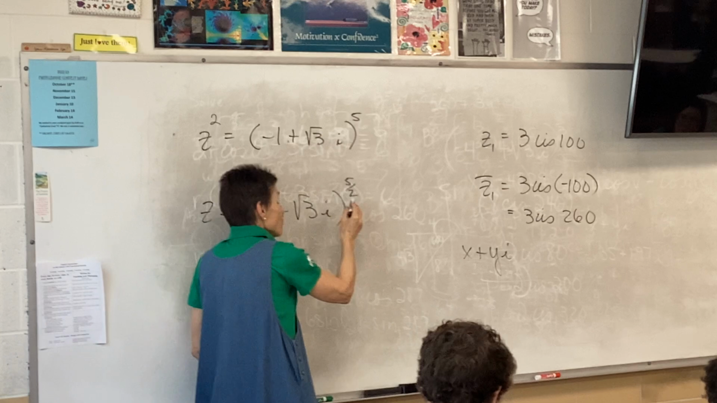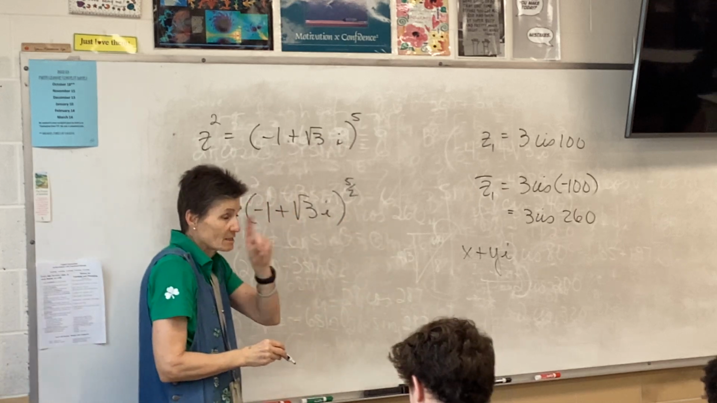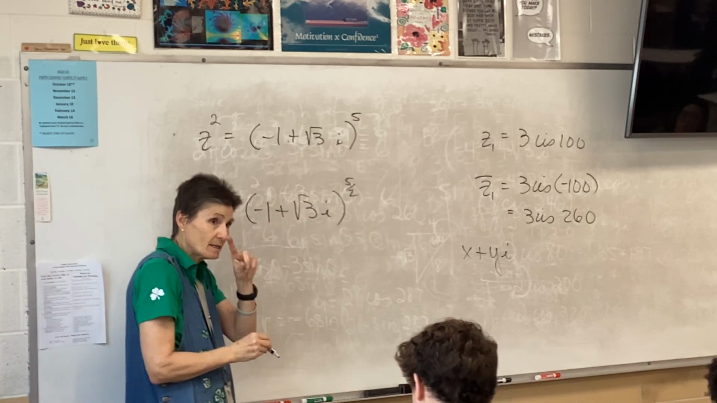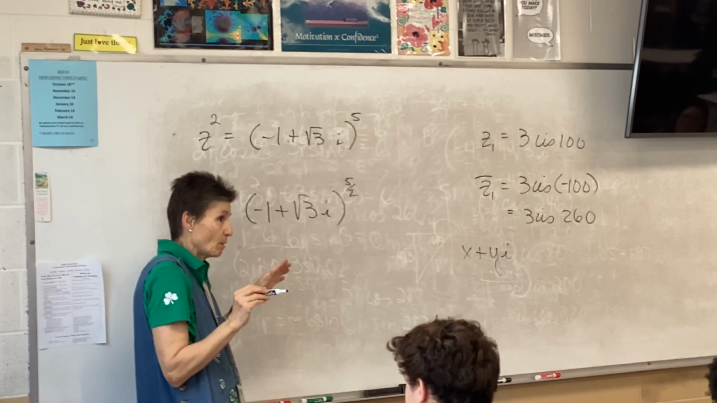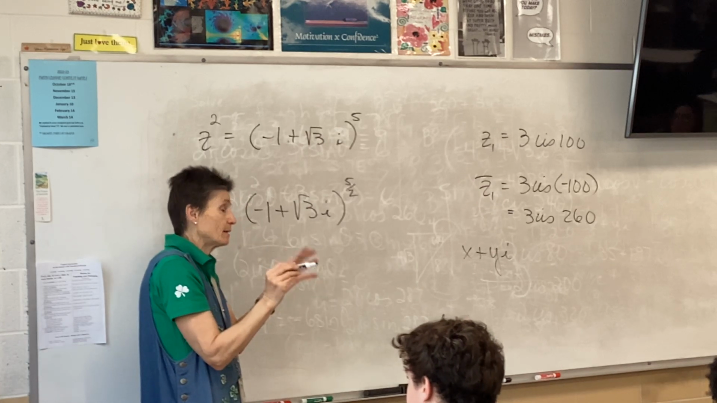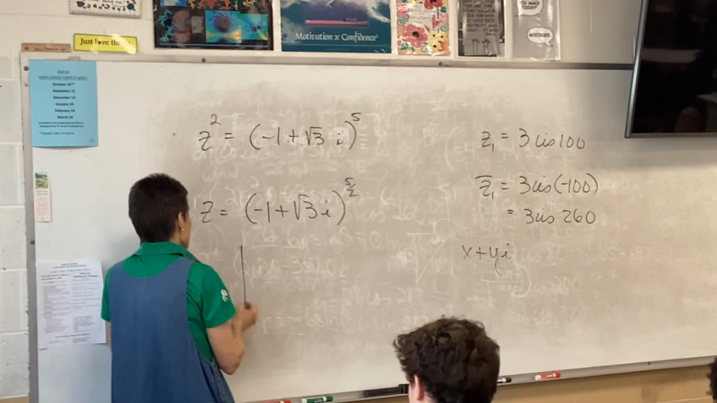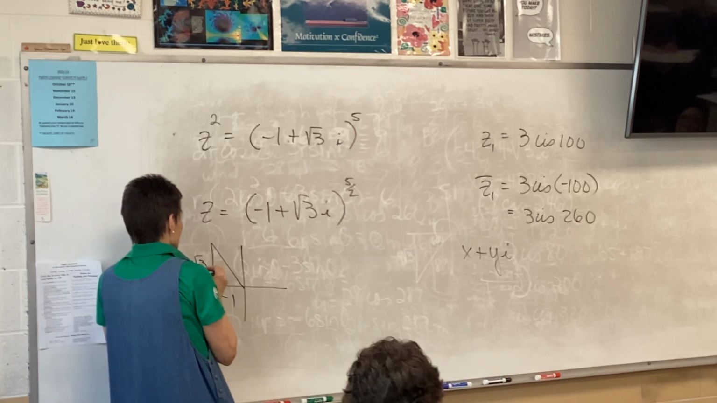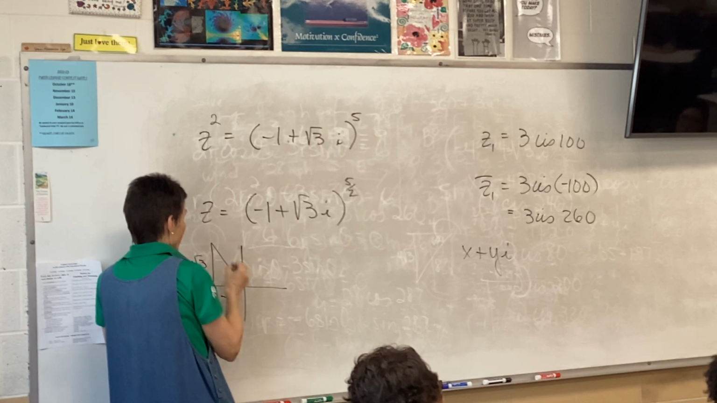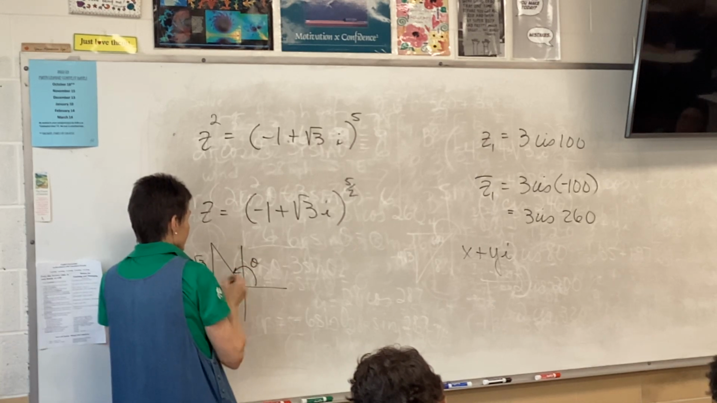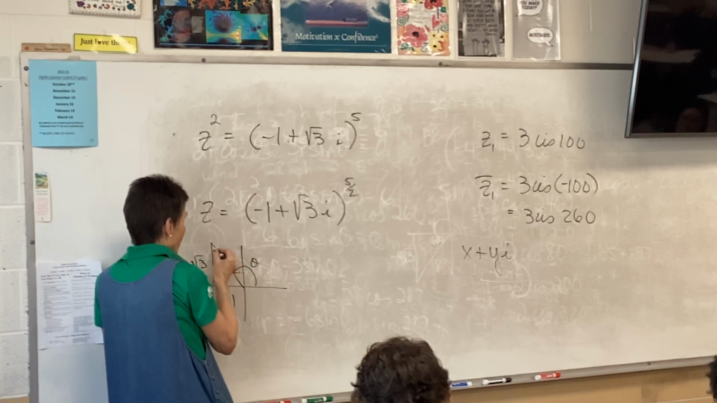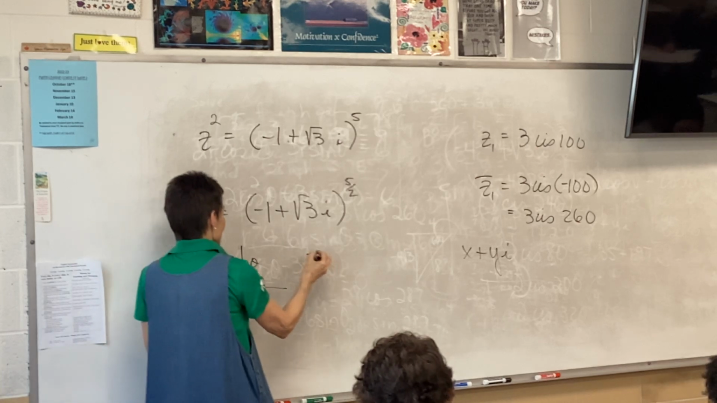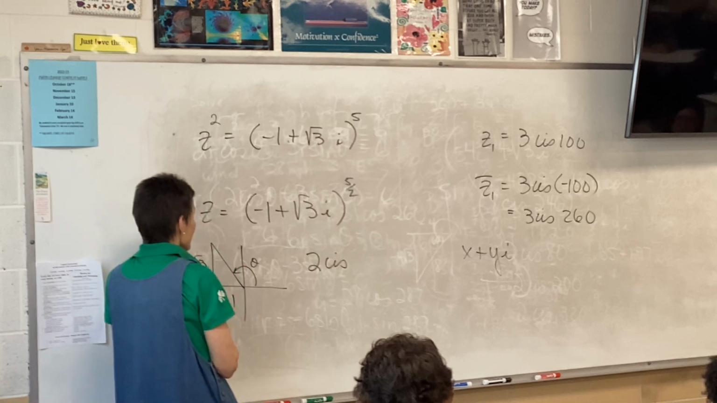De Moivre works for every exponent. Positive, negative, fraction, every exponent. But you can't use it unless your number's in polar form. So I'm going to change this number into polar form. Here's my r, and here's my theta. Alright, so what's my r? 2. What's my theta?